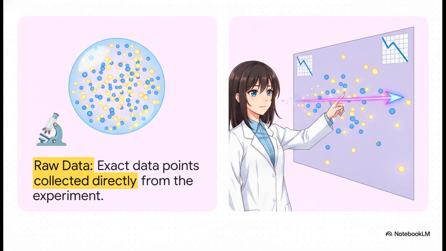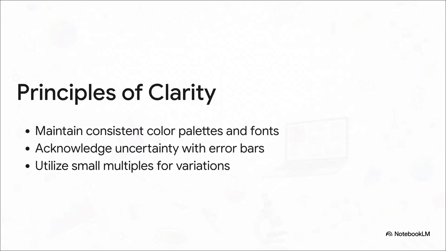Reviewers need to be able to instantly distinguish between the hard, concrete facts you measured in the lab and the statistical summaries you applied afterward. So, how do we achieve this? By applying consistent color palettes and fonts and honestly acknowledging uncertainty with clear error bars or confidence intervals, you allow the viewer to focus entirely on the substance of your work rather than getting distracted by the design.